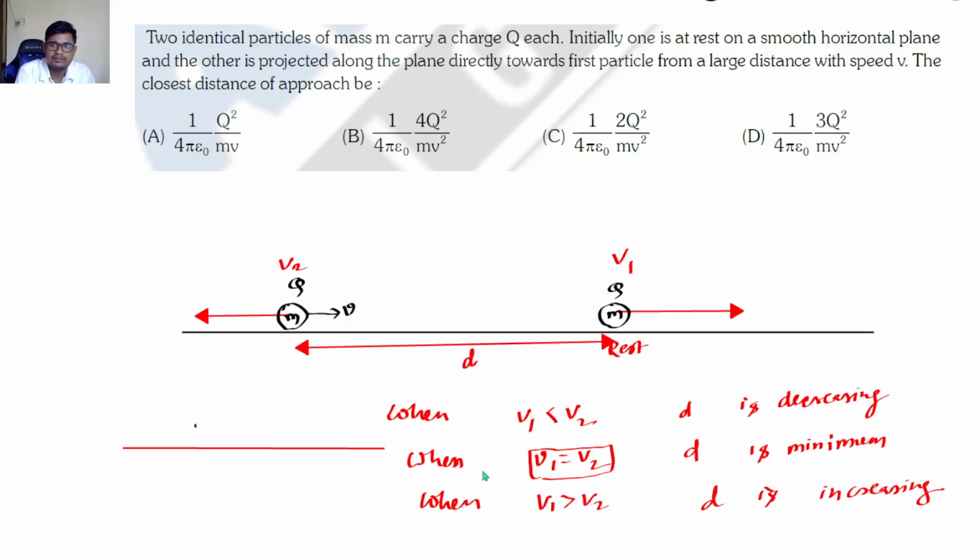So this is one, this is another one, and they are moving with a common speed, let's say this is v dash and this is v dash. So their speeds are equal right now, and the separation between them is d minimum, which we have to calculate here. So we will use conservation of energy in this case.